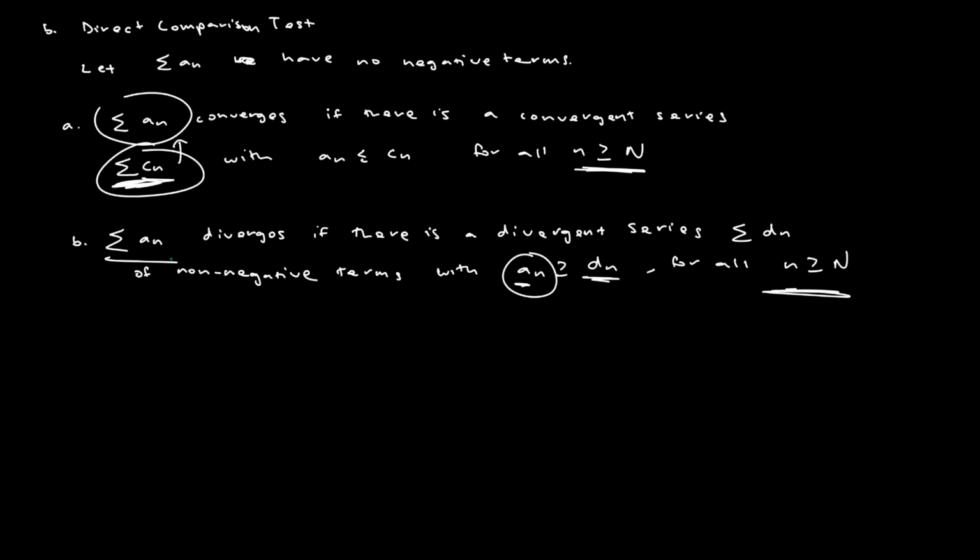And I go over an example of it in a previous video, so if you want to see that, just look at that. But those are the comparison tests, and now there are a few other ad hoc tests that can also help determine convergence or not. So let us go over those tests. The first of those is called the ratio test.